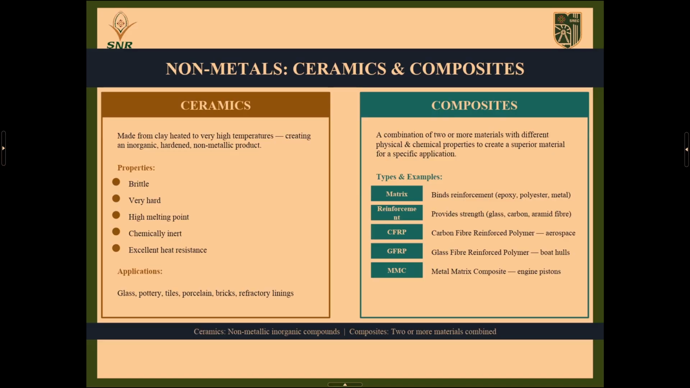Composites are a combination of two or more materials with different physical and chemical properties to create a superior material for specific applications. Types and examples: the matrix, such as epoxy, polyester or metals, binds, and the reinforcement, such as glass or carbon fibers, provides the strength. Three important types of composite material are carbon fiber reinforced polymers for aerospace applications, glass fiber reinforced polymers for boat hulls, and metal matrix composites for engine pistons, mainly used in the automobile sector too.